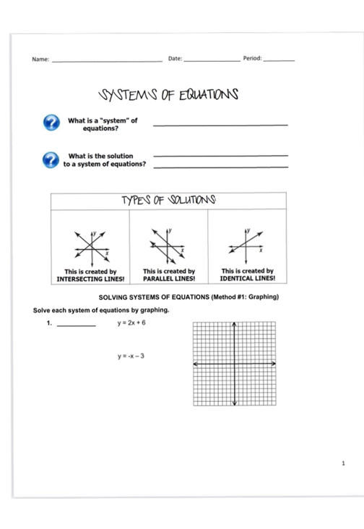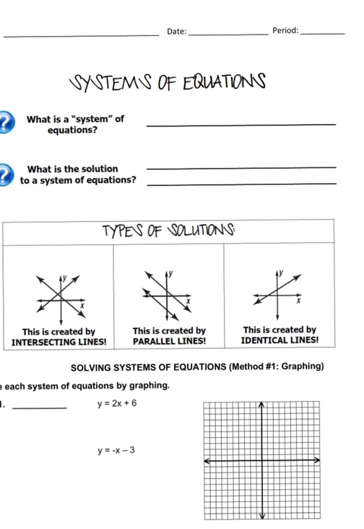Okay, up at the top of our notes you have a couple of questions. One says, what is a system of equations? So if you want to write your notes here. A system of equations is basically two lines. Okay, so two lines. I can give you a little bit more details on that. You will have two equations with two unknown variables.